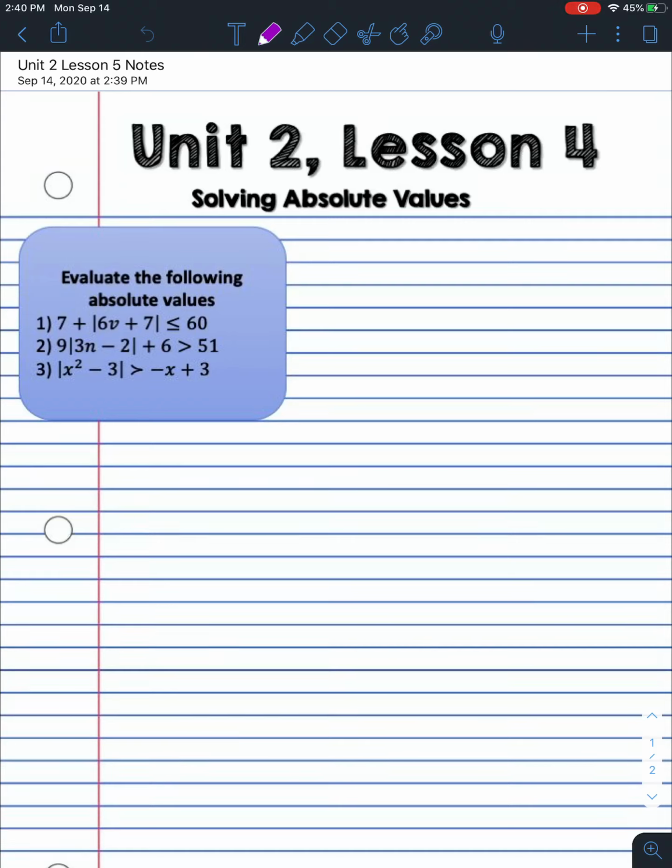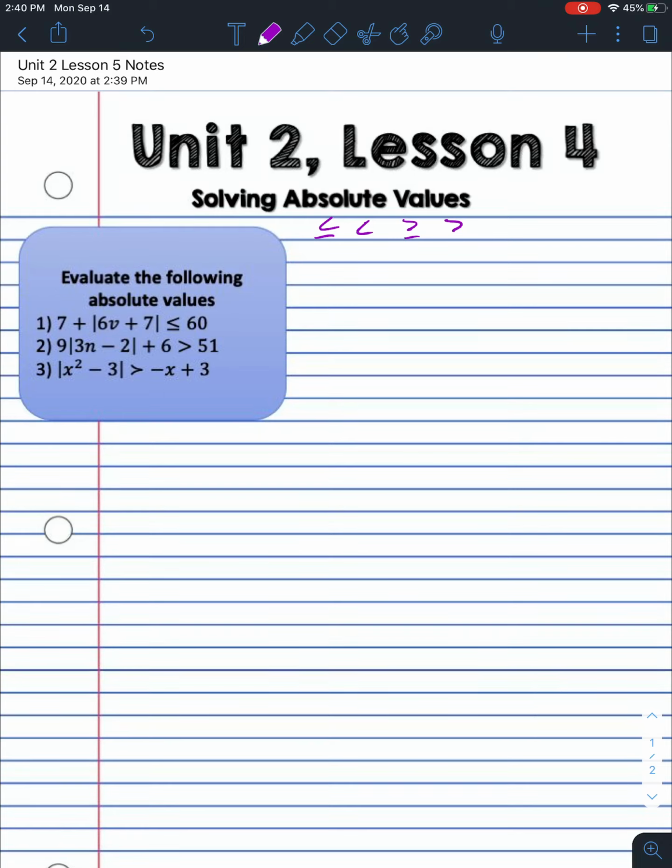There's Unit 2, Lesson 4, solving absolute values with inequalities. Okay, so this is a lot like what we did yesterday. We're solving absolute values. Now the only difference is we're looking at inequalities. So we have these less than or equal to, less than, greater than or equal to, or greater than symbols in between here. And so we have to take those into consideration and apply.